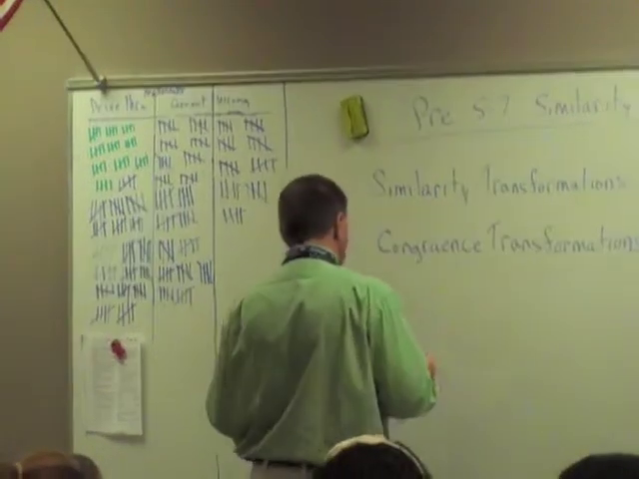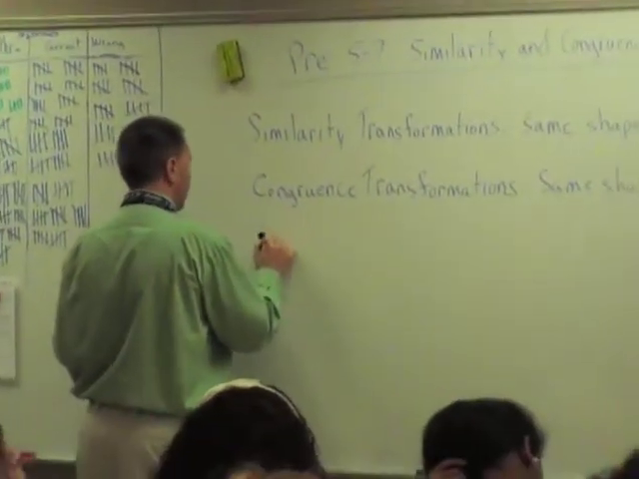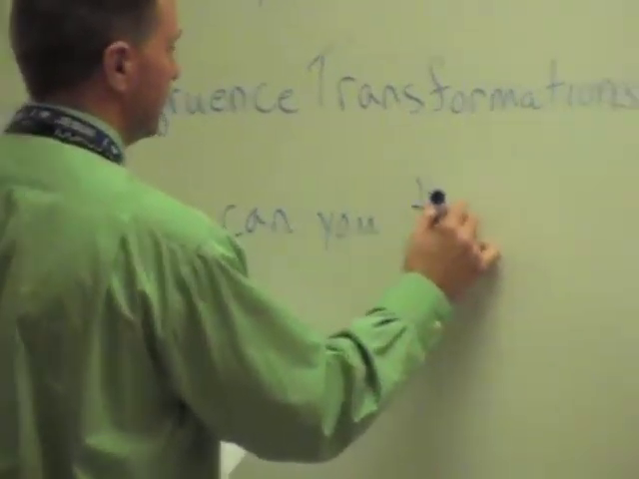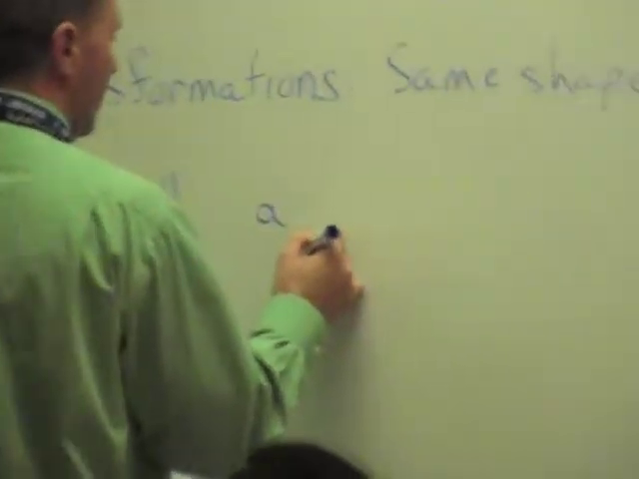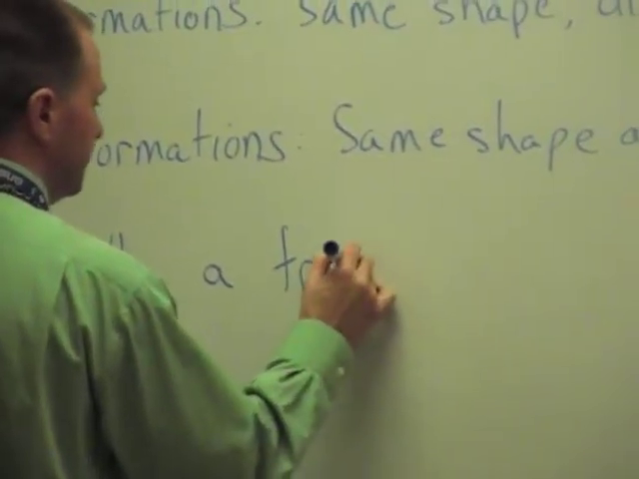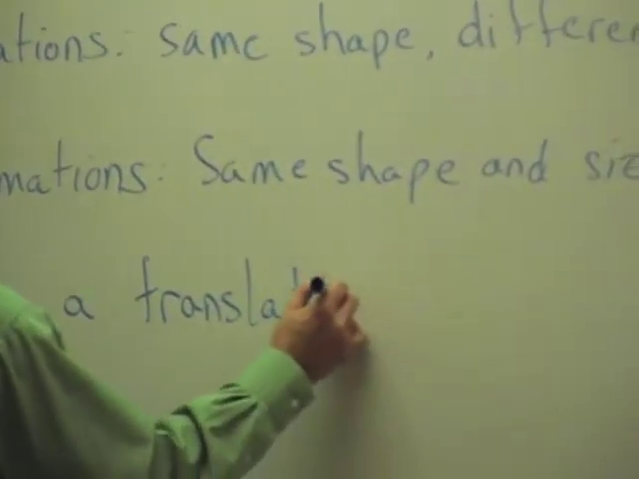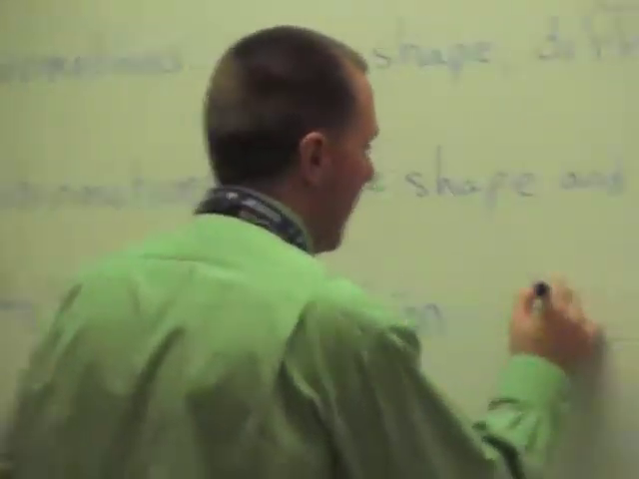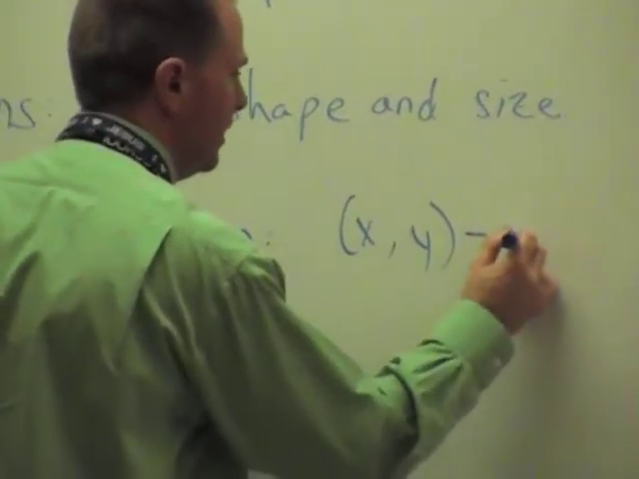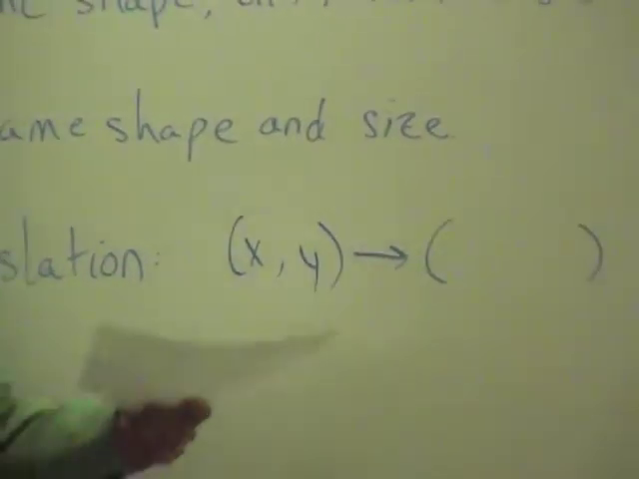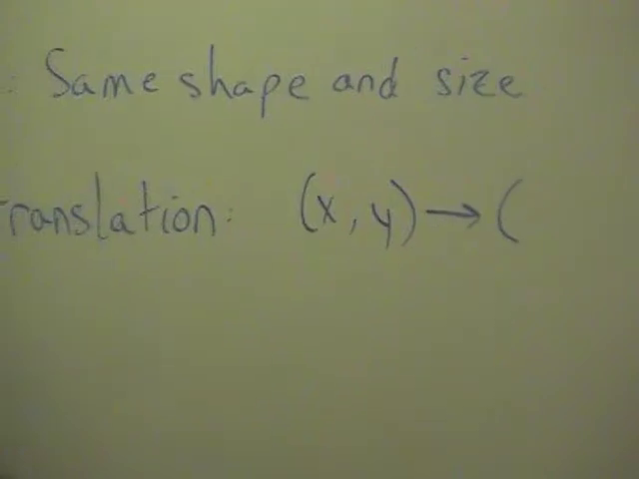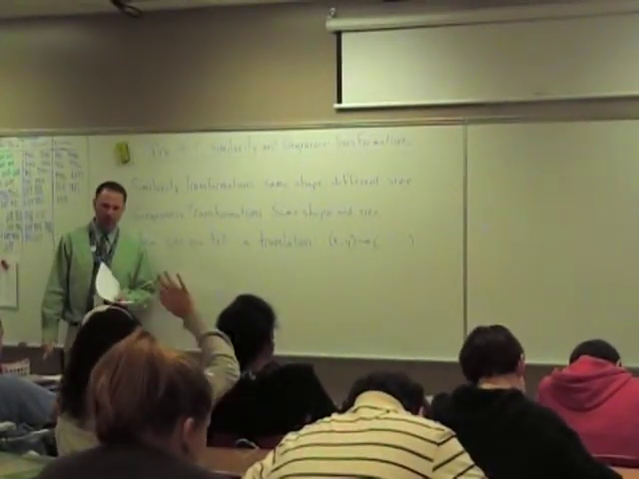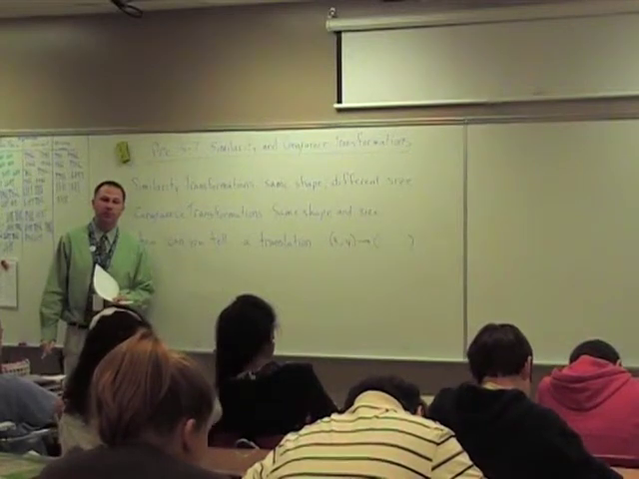So, how can you tell a translation? So, what happens is, to x and y, what goes in that place? X and y, but what else? Yes, Ed? Plus sign and minus.